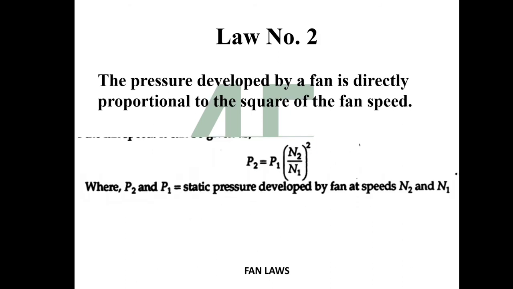Law number 2 states that the pressure developed by a fan is directly proportional to the square of the fan speed, which is denoted by P2 = P1 × (N2/N1)², where P2 and P1 are the static pressures developed by the fan at speeds N2 and N1.